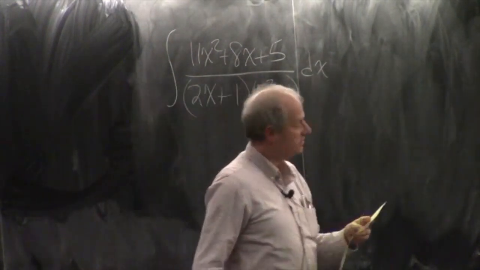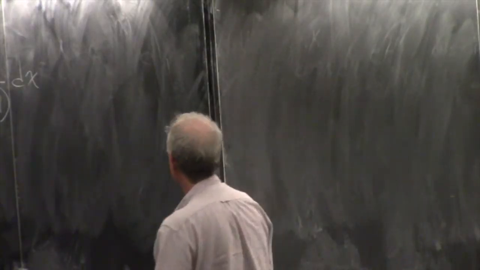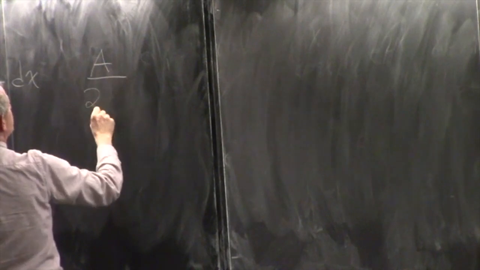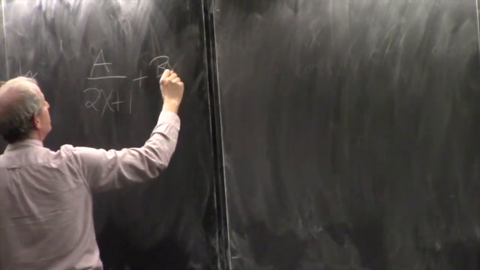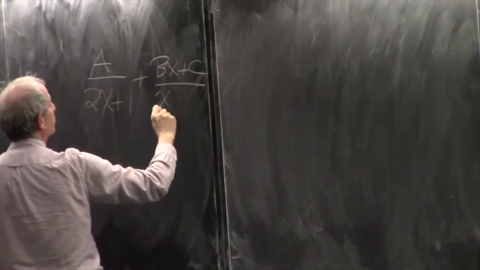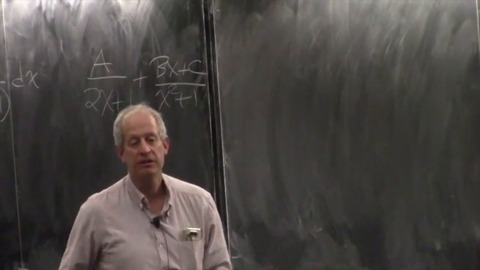Yay! One of these. So you've got 11x squared plus 8x plus 5 in the numerator. You have 2x plus 1 times x squared plus 1 in the denominator. Be thankful we didn't make you factor that. Integrate it. Just to give you guys your first step, you're going to want some A over 2x plus 1 plus Bx plus C over x squared plus 1. Or you could switch the letters around a bit.